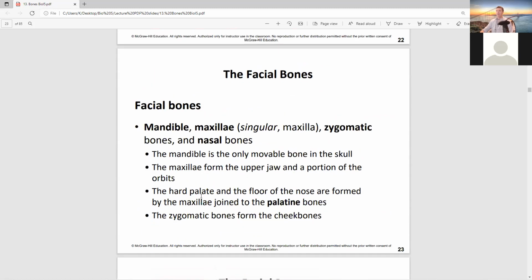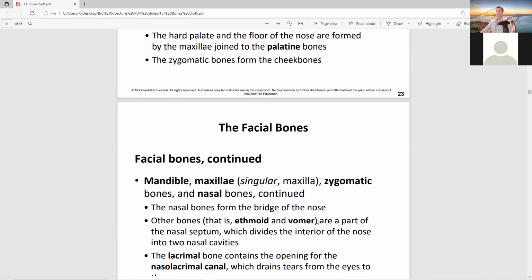So the facial bones: the mandible, the maxillae, the zygomatic bones, and nasal bones. The mandible is the only movable bone in the skull. The maxillae form the upper jaw and a portion of the orbits. The hard palate and the floor of the nose are formed by the maxillae, joined by the palatine bones. The zygomatic bones form the cheekbones.